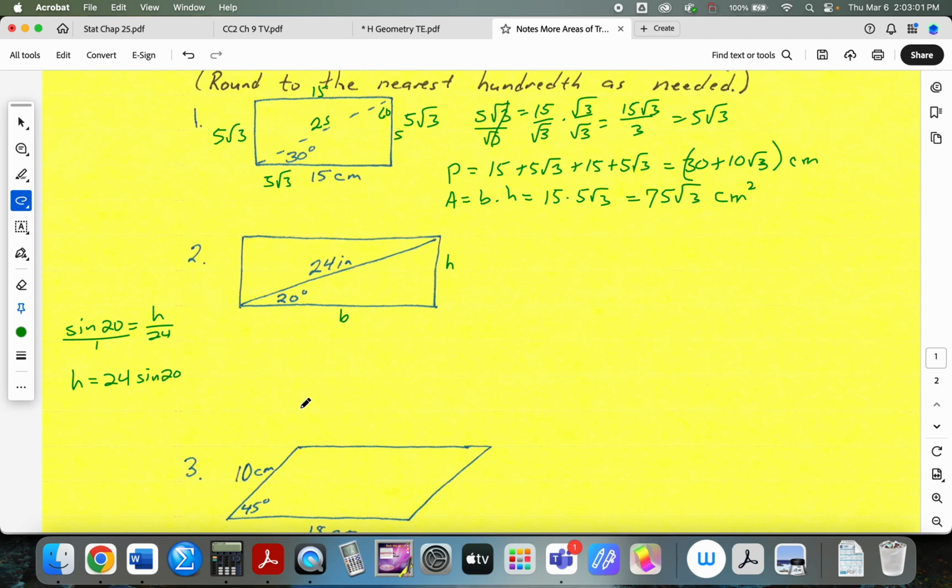I'm not going to calculate that yet because if I do, I'm going to round it off and then I could end up with what's called round off error, where you round it off and then use it for something else. So then for the base, that's adjacent and 24 is still the hypotenuse, so that's cosine. So the cosine of 20 is equal to b over 24. Again, we'll cross multiply and we get that the base is 24 cosine 20.